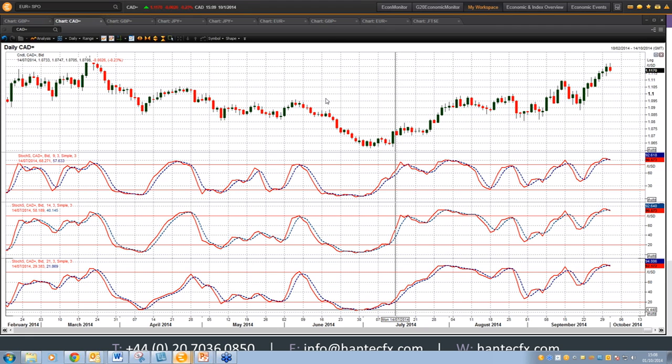So what I would say is, if you like the stochastics and you're interested in changing the periods, then go away and do your research, do your back testing, see what works best for you and for your trading strategy, and then adjust accordingly if you so desire. But I would certainly recommend still using 14.